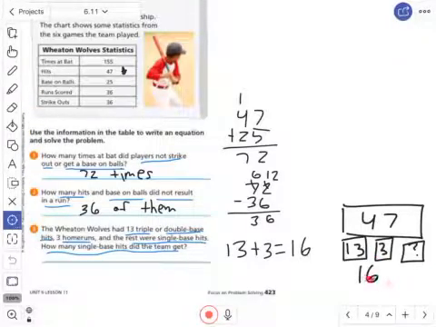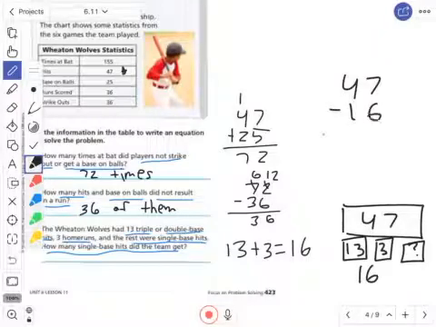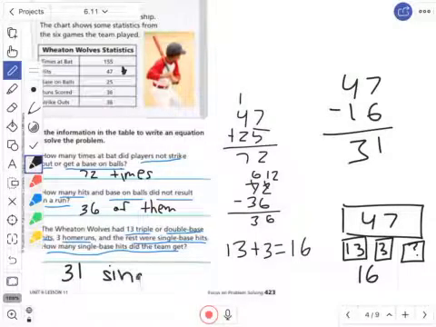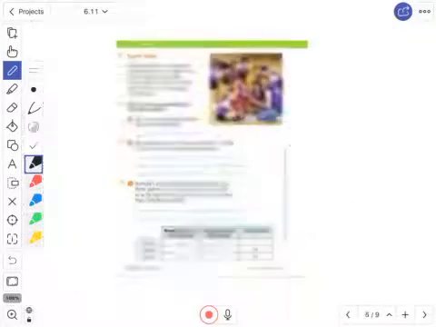So now I'm going to use my 16. So I'm going to use my 47. My 16, my part. So I would do part plus part to get this, but I'm going to do some of that connected backwards thinking. So I'm really going to do 47 minus 16. 7 minus 6 is 1. 4 minus 1 is 3. So they had 31 singles. Okay, go back and rewatch if you need to, or you can pause it right here. Going to go to my next part here.